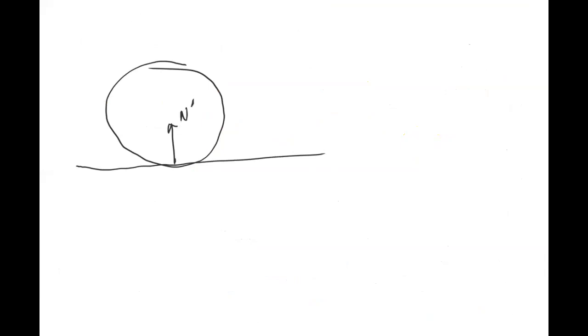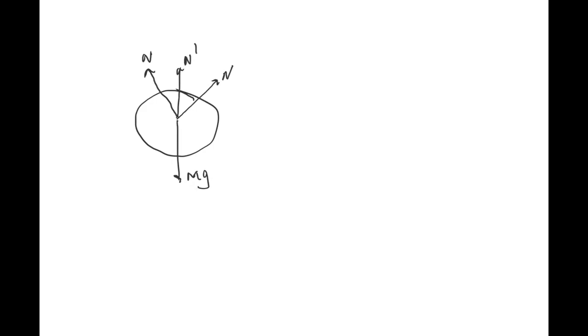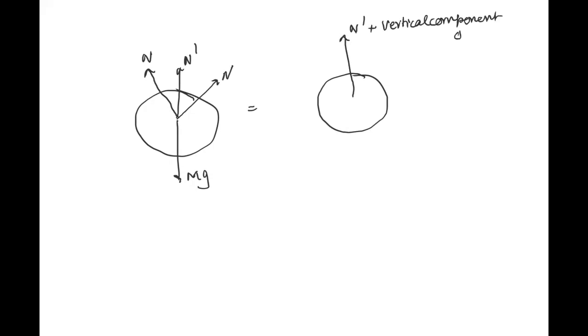I want to make the FBD for this guy. So let's make the FBD: mg, n dash, plus the vertical component of n, components of mg.